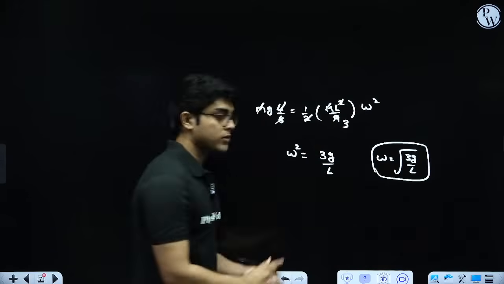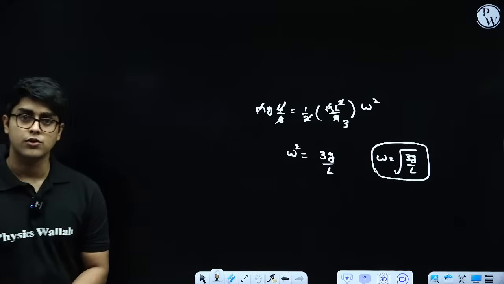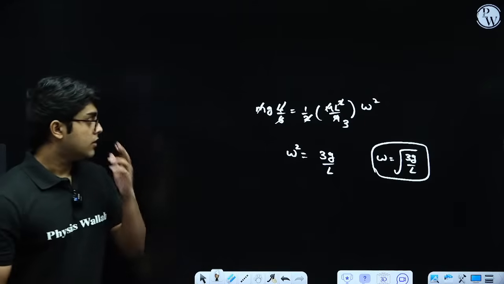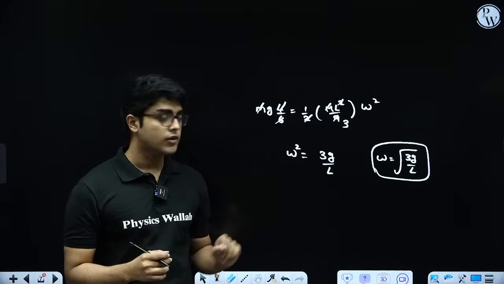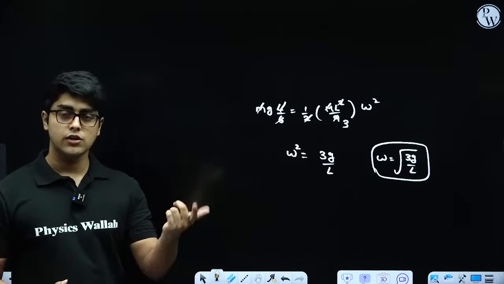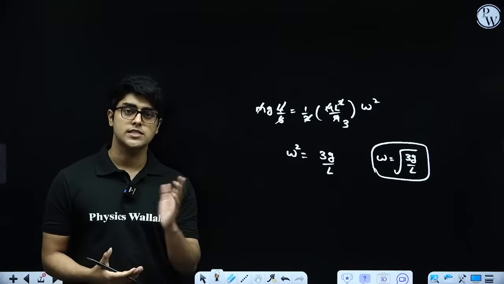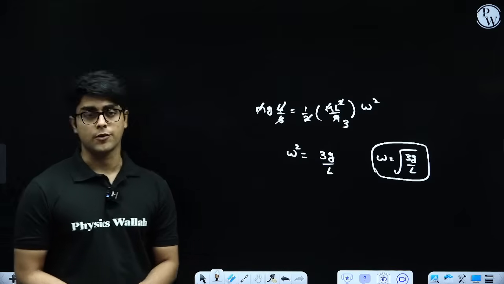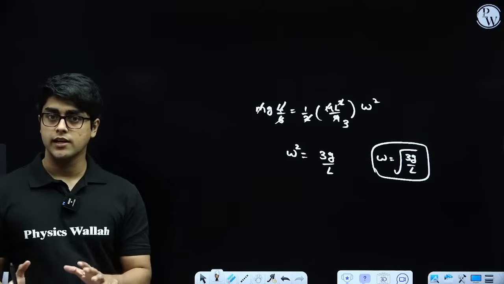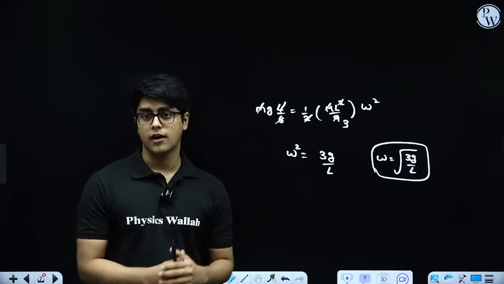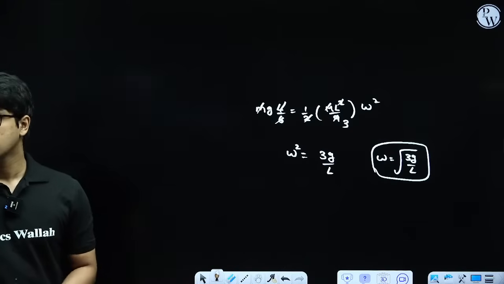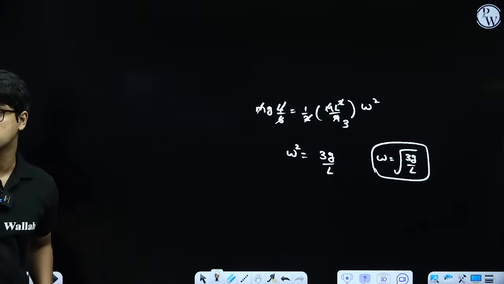In problems like these where we have to conserve energy, the main point is that you need to see the change in height level of the center of mass. Mg into delta HCM will give you the change in potential energy of the rod. And for the change in kinetic energy, for fixed axis rotation, the kinetic energy will simply be half I omega square. So that is it for this question.